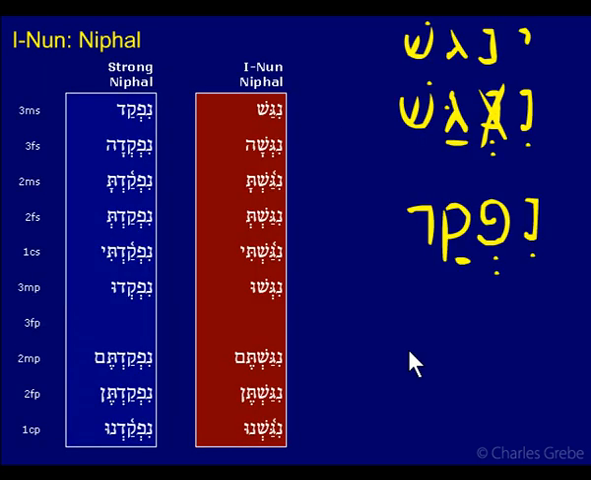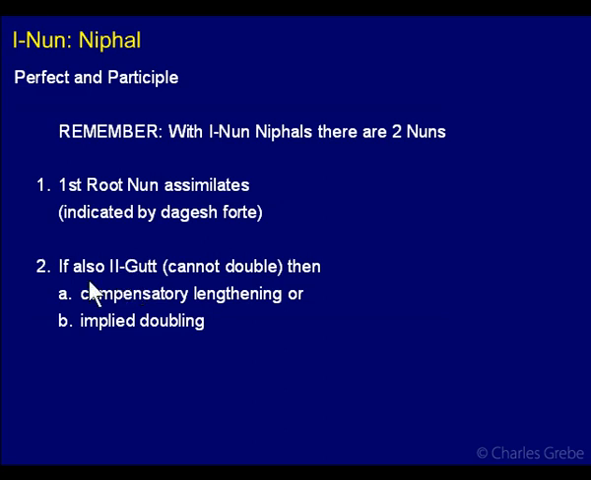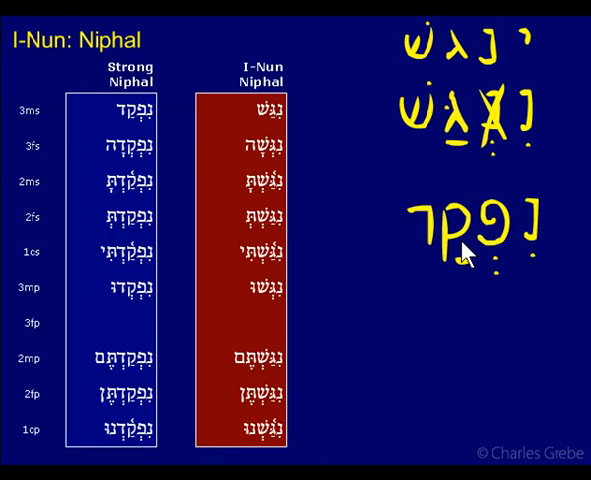Okay, let's see, one other thing here. If the first nun is also a second guttural, like, actually let me do it over here so we can compare it. First nun that's also a second guttural, like the word nacham. This is a vocabulary item in this chapter for us, chapter 34. This means to repent or to be sorry or to have compassion.